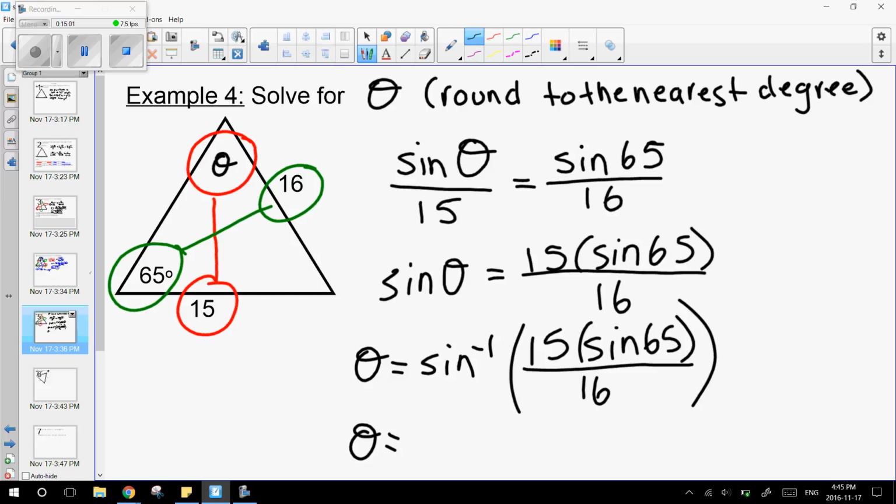So our final answer for theta, rounding to the nearest degree here, gives us theta is equal to 58 degrees. Please make sure that you always throw that degree symbol with your angles. If there's a time that you still need to write this down, pause the video at this point in time.